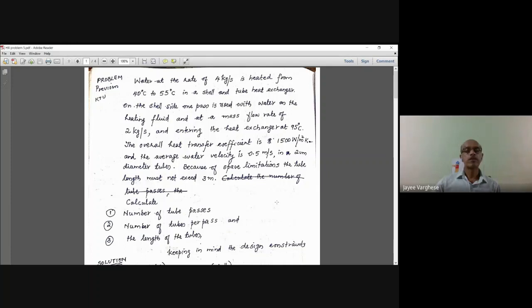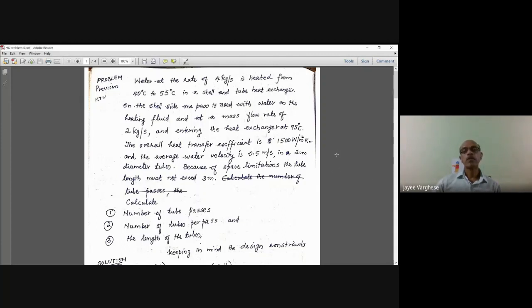Now we will try to solve this problem. So this is a shell and tube heat exchanger. Water is to be heated from 40 to 55 degrees Celsius and water flow rate is 4 kilogram per second, and this is heated with the help of again hot water which is available at 95 degrees Celsius at a rate of 2 kilogram per second, and the hot fluid is flowing through the shell. So the shell side one pass is used with water as a heating fluid. So the overall heat transfer coefficient is given.